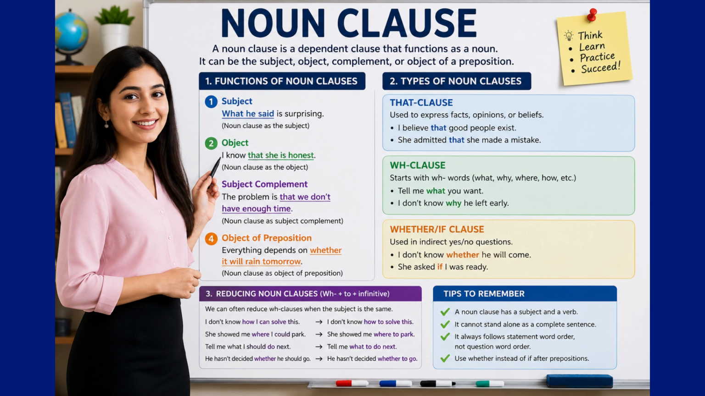Instead of saying, "I think that he is right," native speakers often say, "I think he is right." Both forms are correct, but omitting "that" is much more common in spoken English. The second type is the WH clause, which begins with question words such as what, who, where, when, why, or how. For example, "Tell me what happened."